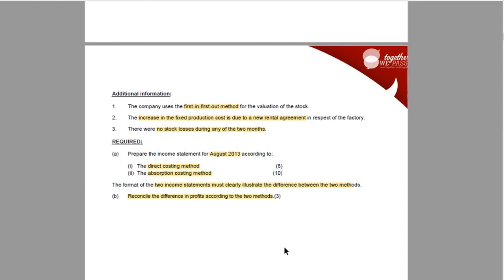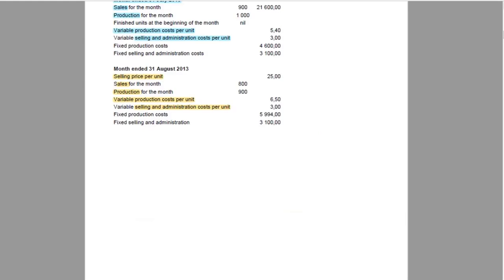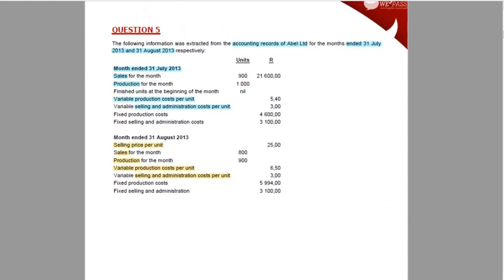We are all on board. You guys can see the screen. I'm not going to show this part, but you already know what is required of you. You're required to do the direct costing method and absorption costing method. You're required to do an income statement according to those two methods. And then B asks you to reconcile the profits. So I will not show this portion, but what's important is this one.